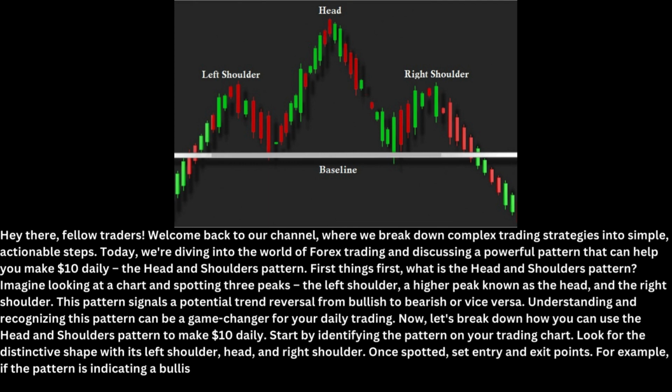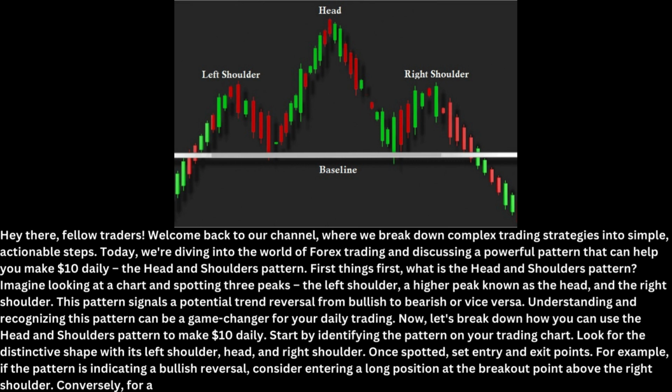For example, if the pattern is indicating a bullish reversal, consider entering a long position at the breakout point above the right shoulder. Conversely, for a bearish reversal, enter a short position below the breakout point.